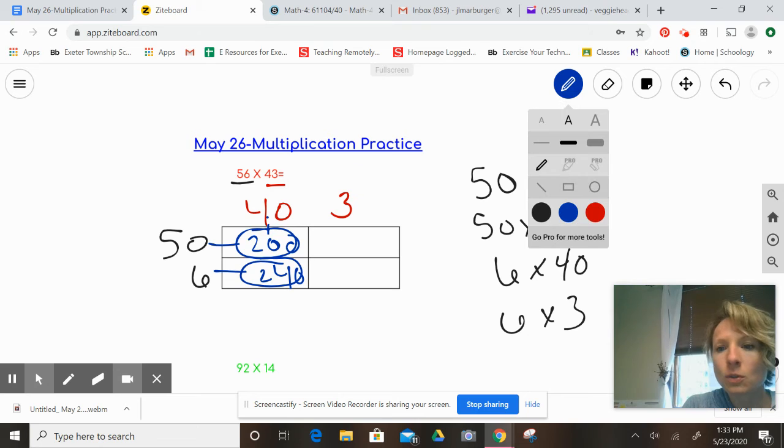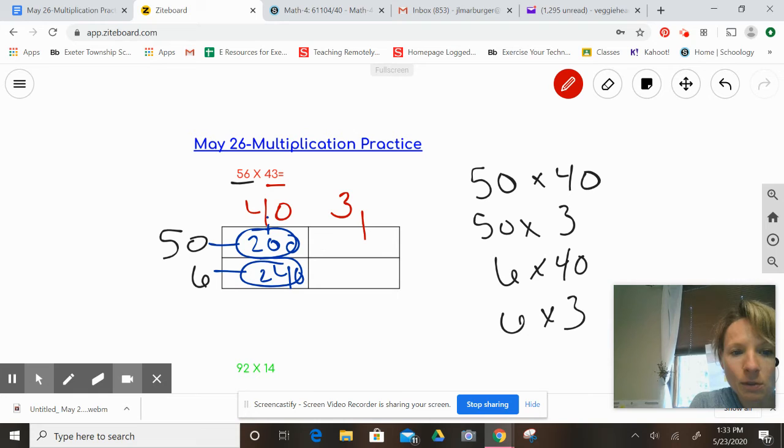Now we're going to come over to the next column, the 3. So we're going to take the 3 times the 50. So 3 times 50. Again, if you want to cover up that 0, figure out 3 times 5, which is 15. Pop the 0 on the end, you have 150. And then the last box down here, we're still in the 3 column, and now we're going to bring the 6 over. So 3 times 6, and that is 18.